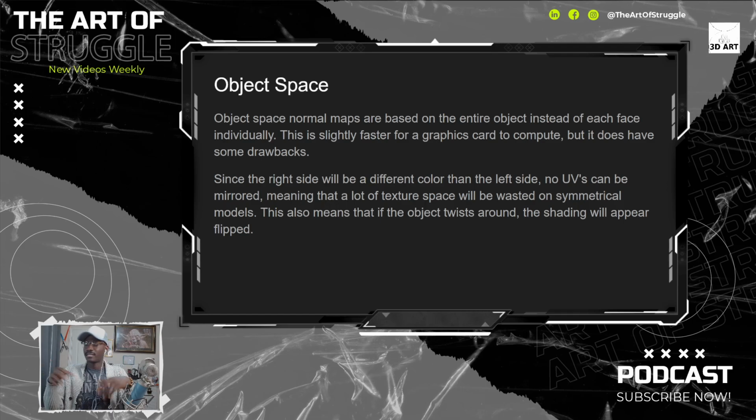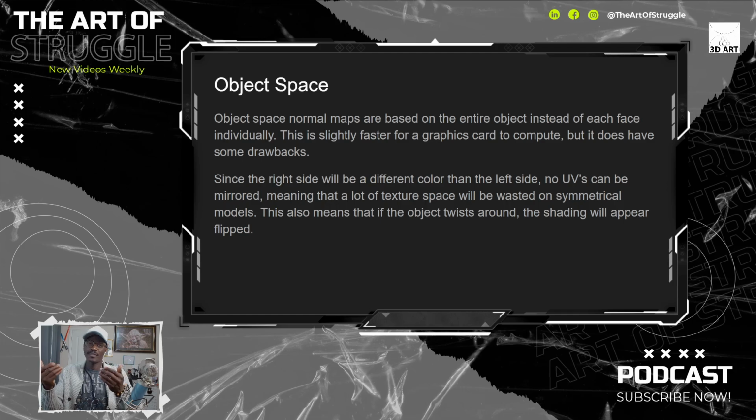It'll look correct. It'll be right the whole time. But with object space, you can't do that. So you're now having to waste it because it doesn't allow you to do symmetrical UV layouts. It doesn't allow you to use the efficiency of using symmetrical models.